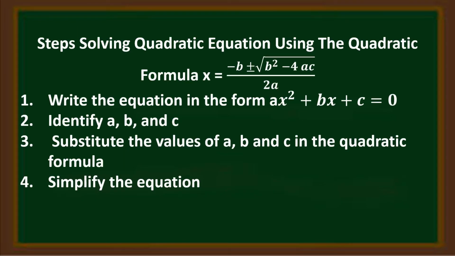Next will be solving quadratic equations using the quadratic formula: x is equal to negative b plus or minus the square root of b squared minus 4ac, all over 2a. Number 1, write the equation in the form ax squared plus bx plus c is equal to 0, and then identify a, b, and c. After that, you have to substitute the values in the quadratic formula. And of course, you have to simplify the equation.